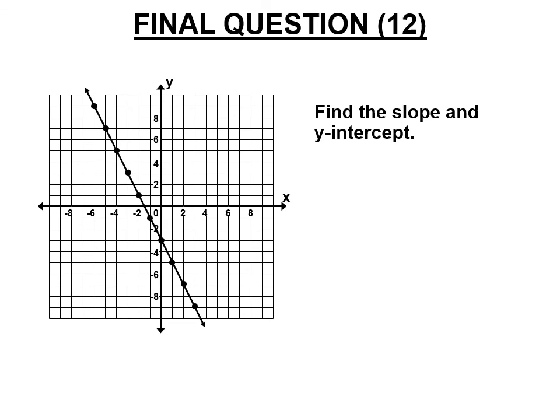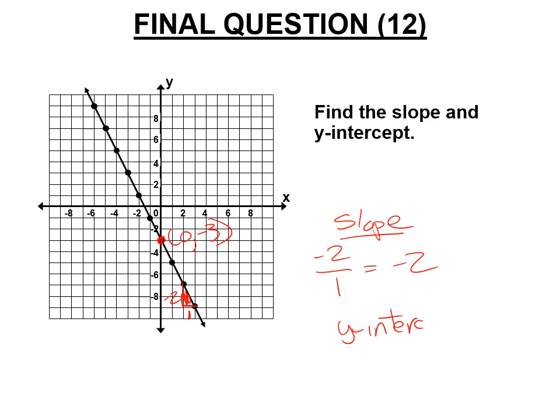Final question. Find the slope and y-intercept. Now, the ramp faces the wrong way. We still have a run of 1. We have a rise of -2. We're going down 2. Our slope is -2. What's our y-intercept? It's right there. It's 0, -3.